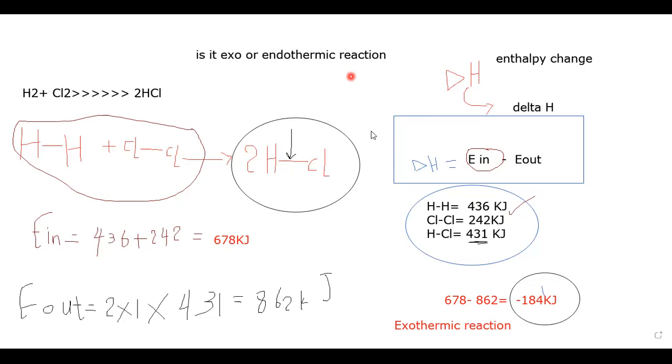I will solve another question. Kausar, yes? What is enthalpy change? Is it the same as delta H? The name of delta H is enthalpy change. And this tells whether a reaction is exothermic. If finally, after subtraction, energy in minus energy out, the final result is negative, so this is an exothermic reaction.